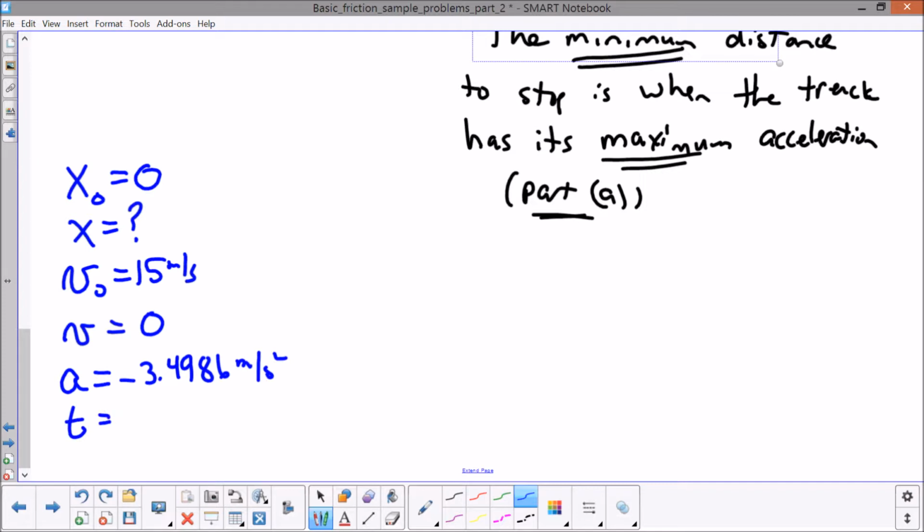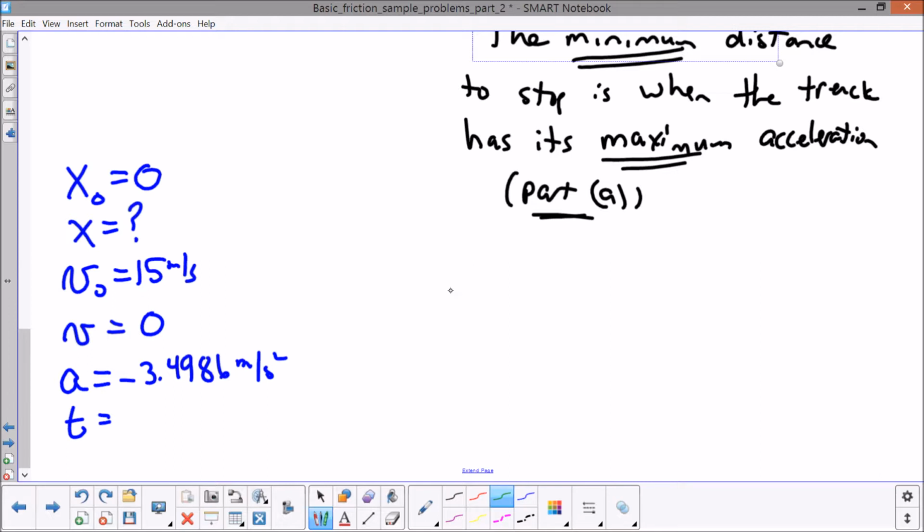We don't know what the time is, although another variation of this problem, instead of asking what is the minimum distance for the truck to stop, could ask what is the minimum time for the truck to stop. If it stops in a time longer than that, that would be a smaller acceleration, and that would be okay. If it stops in a bigger distance than what we're going to find, that would be a smaller acceleration, so that would be okay. Static friction would be big enough.